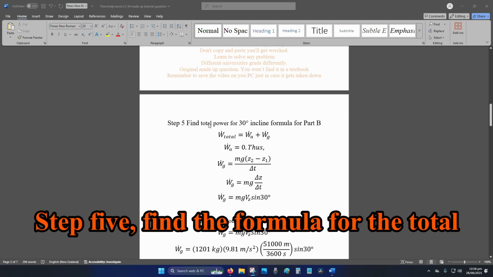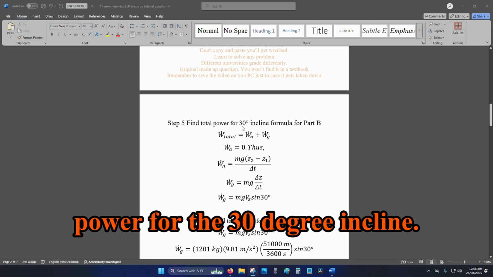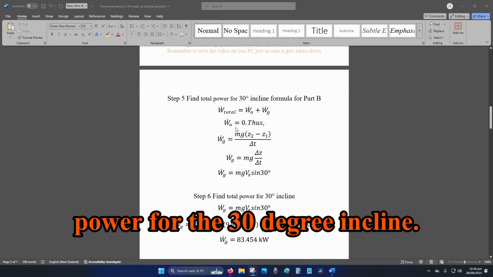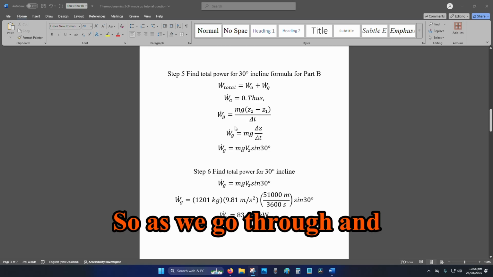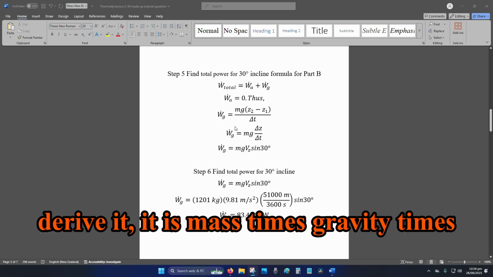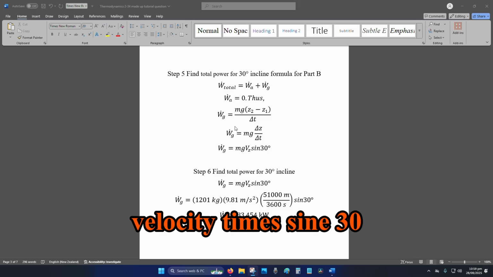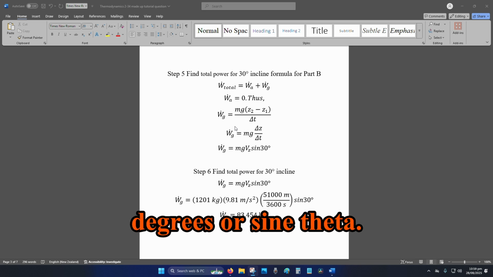Step 5, find the formula for the total power for the 30-degree incline. So, as we go through and derive it, it is mass times gravity times velocity times sine 30 degrees, or sine theta.